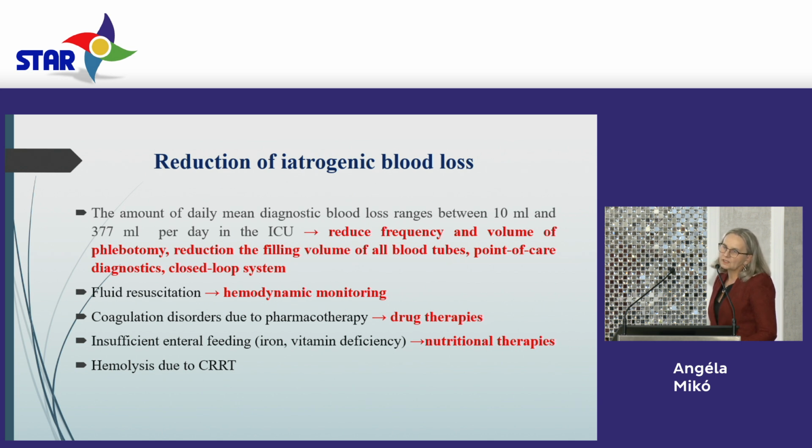So how can we reduce this blood loss? One possibility is to use blood collection tubes which require less volume, or use specific diagnostic tests, like point-of-care tests, which require less blood. Additionally, I would like to mention how important it is to measure iron deficiency in the ICU. Almost 40% of our patients have iron metabolic disorders upon admission.